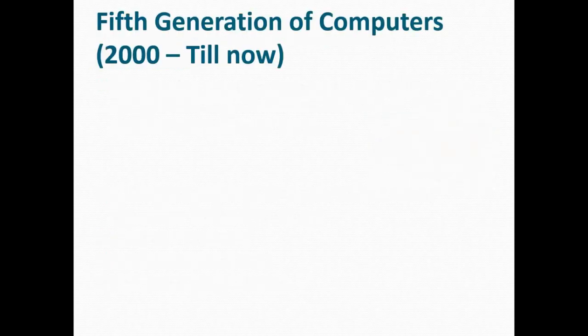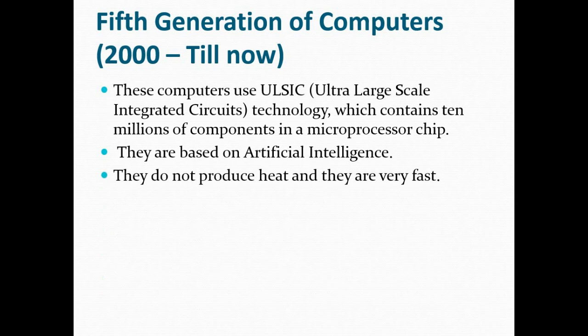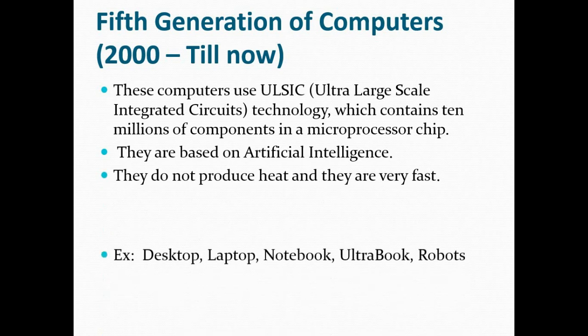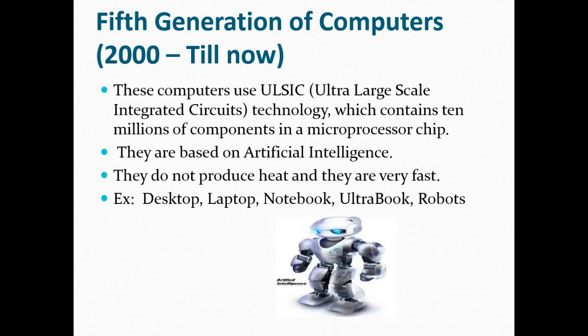So fifth generation of computers, 2000 till now, we are in the fifth generation of computers and these computers use ultra large scale integrated circuit technology which contains 10 millions of components in a microprocessor chip. They are based on artificial intelligence and they do not produce heat and they are very fast. Examples: desktop, laptop, notebook, ultrabook, robots, all are under the fifth generation of computers.